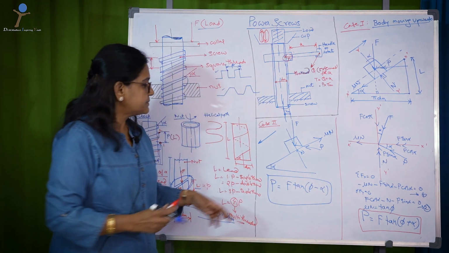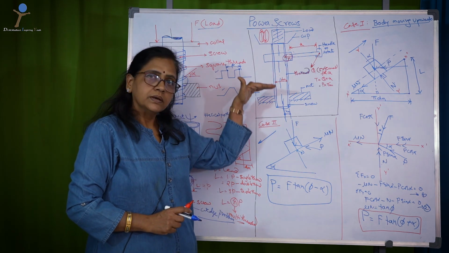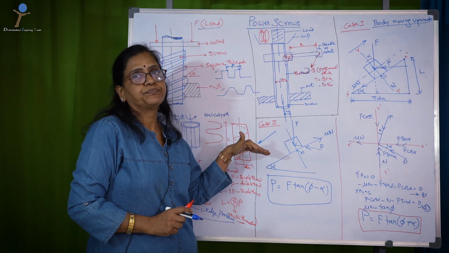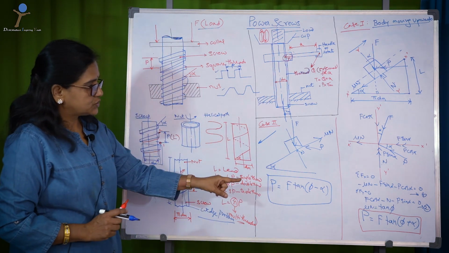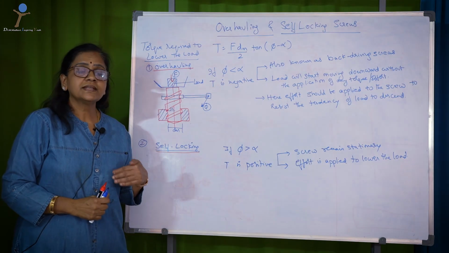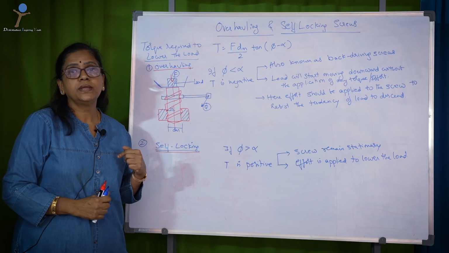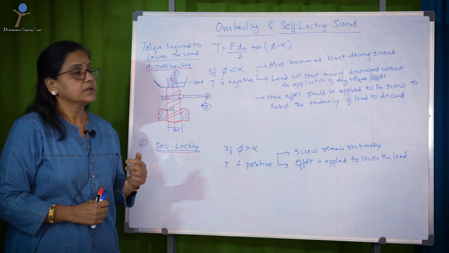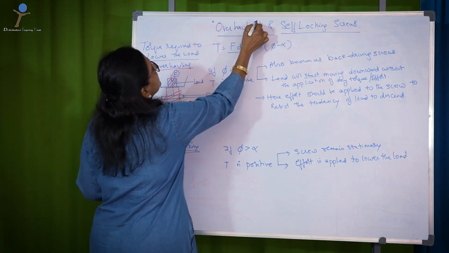So, this much amount of force is required to lower the load through the screw. So, these two have to be noted. The next aspect in power screws is the overhauling and self locking of screws. See, let us understand first what is overhauling.